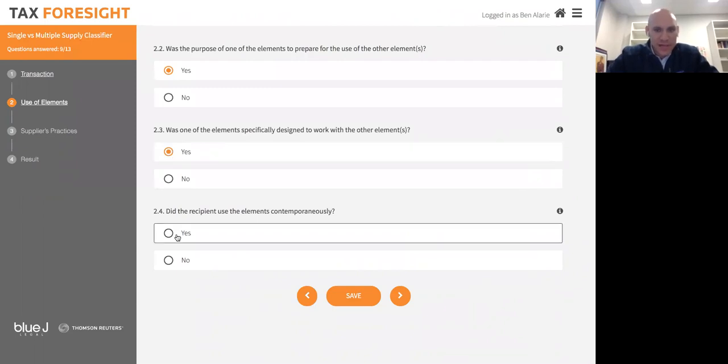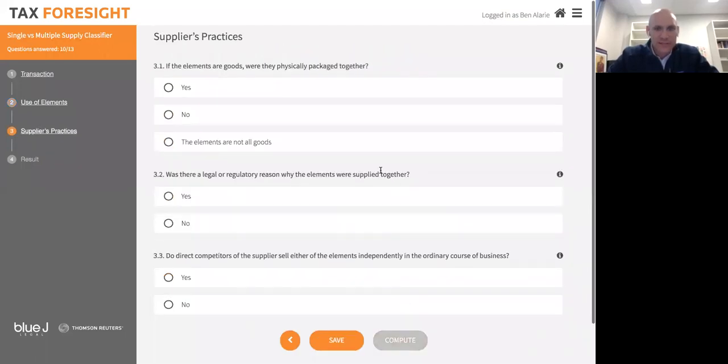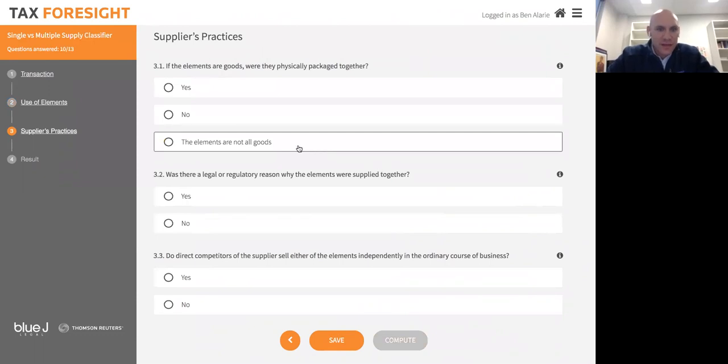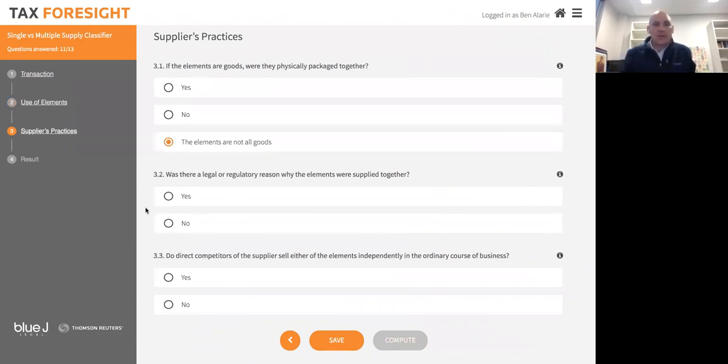Did the recipient use the elements contemporaneously? That means at the same time. Yes, absolutely. They used them at the same time. Okay. So now we get to some suppliers' practices questions. If the elements are goods, were they physically packaged together? Well, here the elements are not all goods. So we say that. 3.2, was there a legal or regulatory reason why the elements were supplied together?